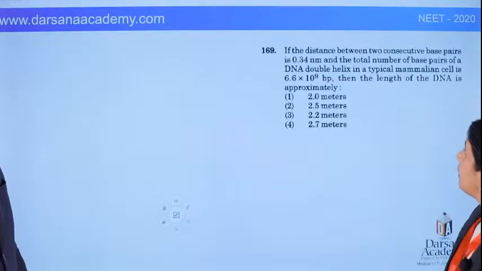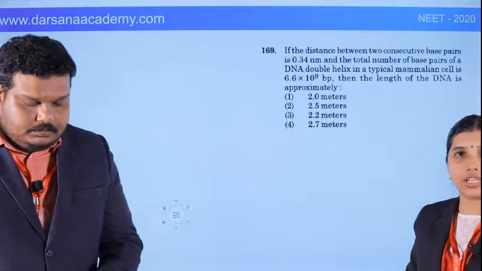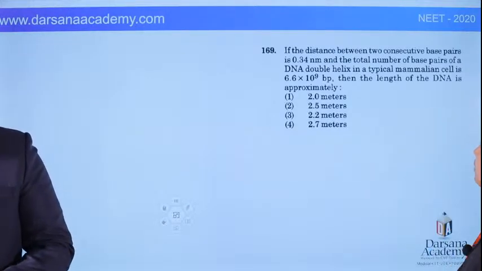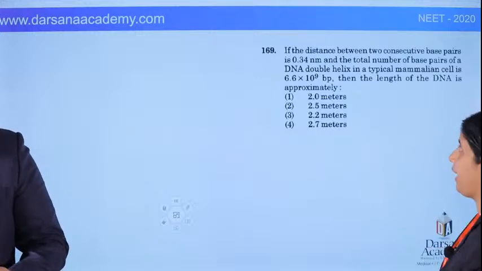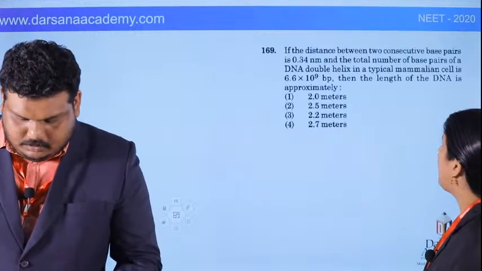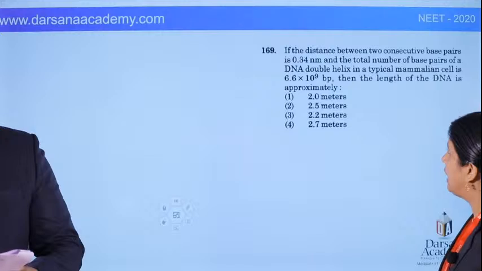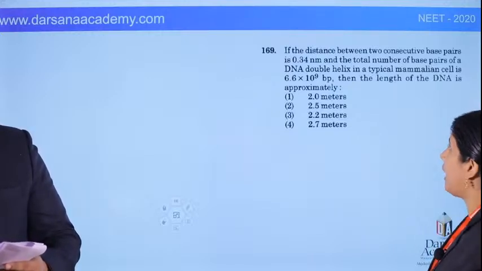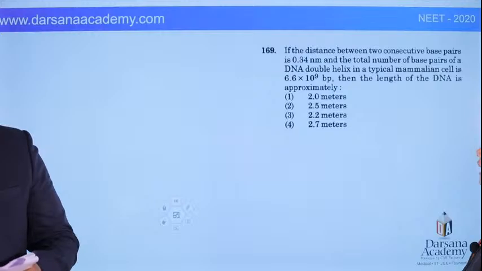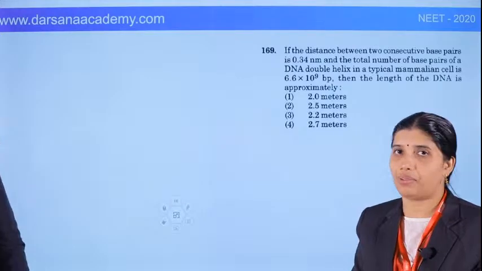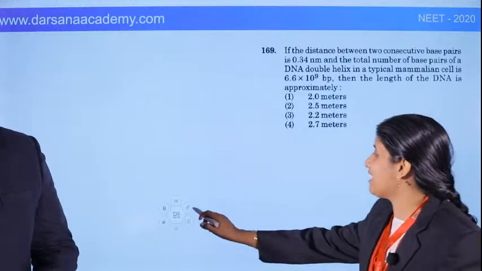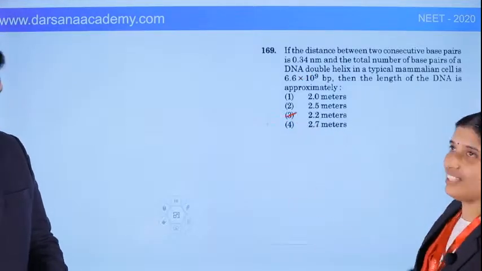Next question, question number 169, connected with the molecular basis of inheritance. If the distance between two consecutive base pairs is 0.34 nanometer, and the total number of base pairs of a DNA double helix in a typical mammalian cell is 6.6 into 10 raised to 9 base pairs, then the length of DNA is approximately? The question is lengthy, but we know the answer. What's the answer? 2.2 meters. The answer is very simple; the question is very lengthy, but simple.